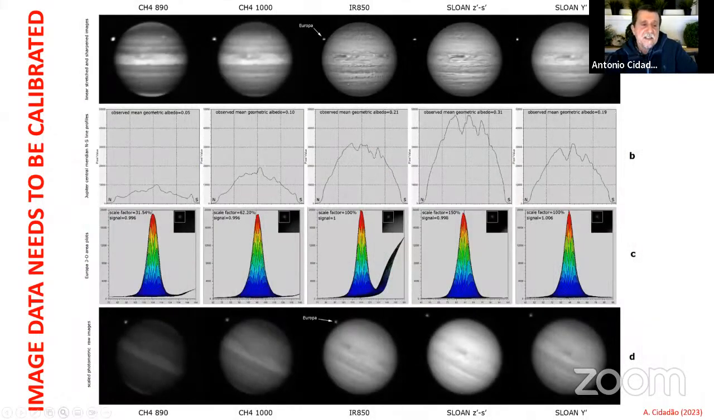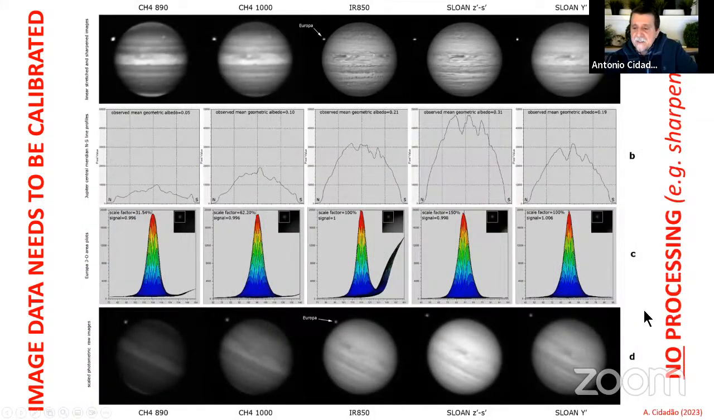In fact, image data needs to be calibrated, and no processing can be done, for example sharpening, during this kind of analysis. Here at the top row are the images we are used to looking at in various forums, which are sharpened and linearly scaled, and even methane band filters appear as bright as broadband filters. Such ones are represented here. The reality is not this one.